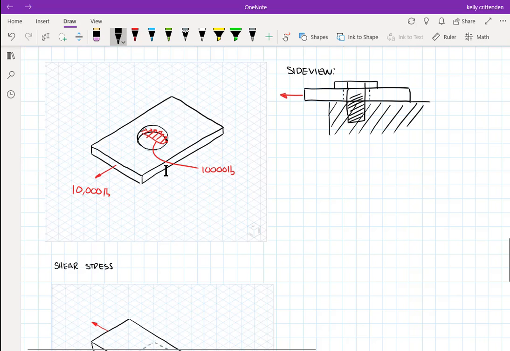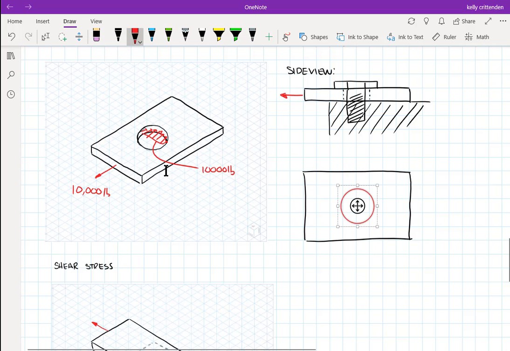Now the problem is, if we look at the top view, let's put a circle in there. The 10,000 pound force that I've got is not evenly distributed. It's largest in the middle, and then it kind of tapers off as we get closer to the edges. And right here, it's basically zero. It might show up better if I drew radial lines, but we'll do it this way. So largest in the middle, and then it tapers off towards the edges.